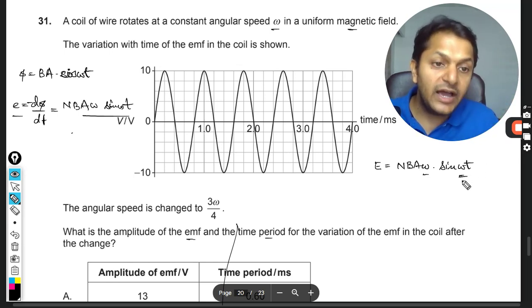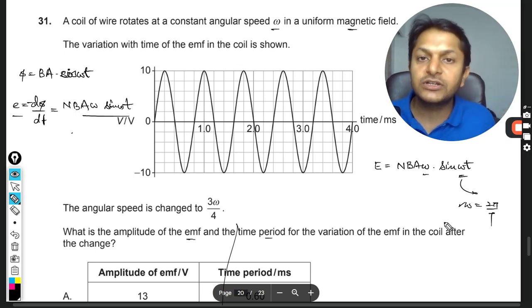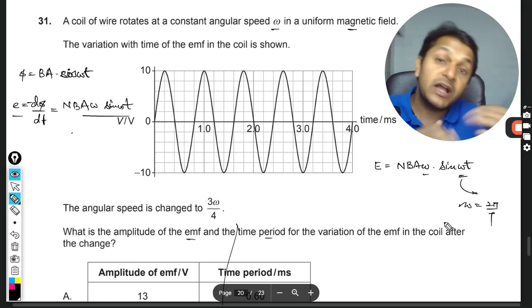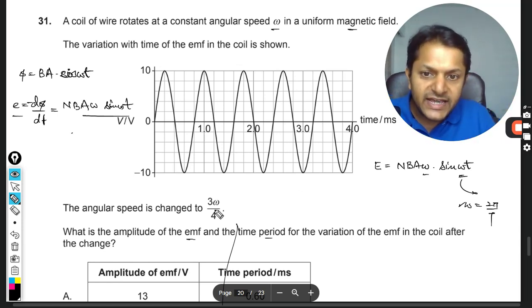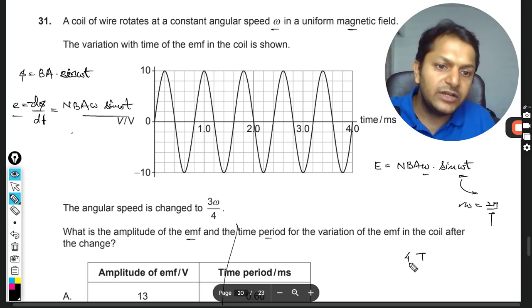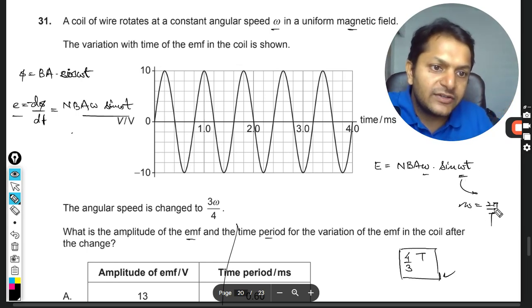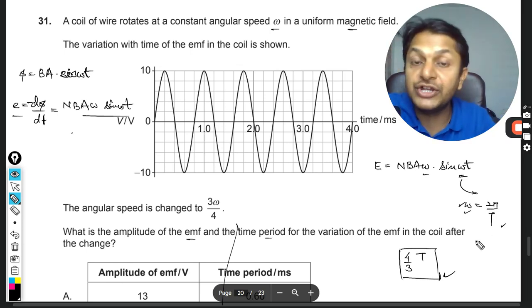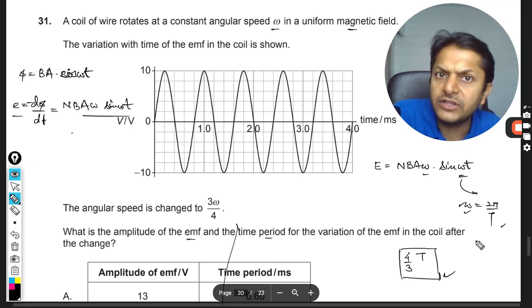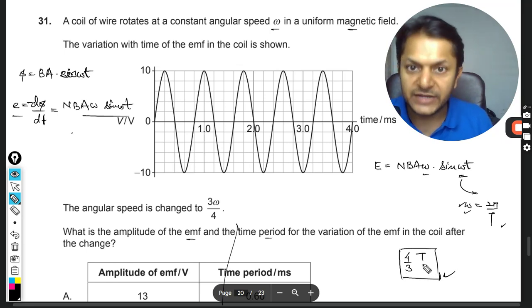Now, this omega is related to the time period. So omega is equal to 2 pi by capital T. So if something happens to omega, you can find what is going to happen to the time. If omega is double, the time becomes half. If omega is half, the time becomes double. Now in this case, omega is multiplied by 3 by 4, so time is multiplied by 4 by 3. So the new time period will be 4 by 3 T. Simple ratios, just algebra.